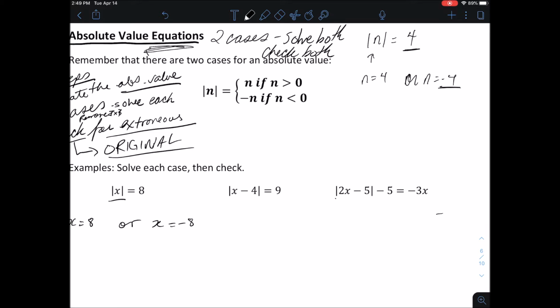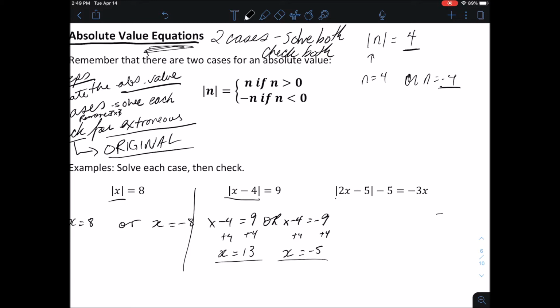Okay, so the check here, I'm just going to be lazy and skip. This one, again, it's isolated already, our absolute value. So either X minus 4 is 9, or it's -9. And now I'm going to solve both of these. So add 4, X is 13, add 4, X is -5.